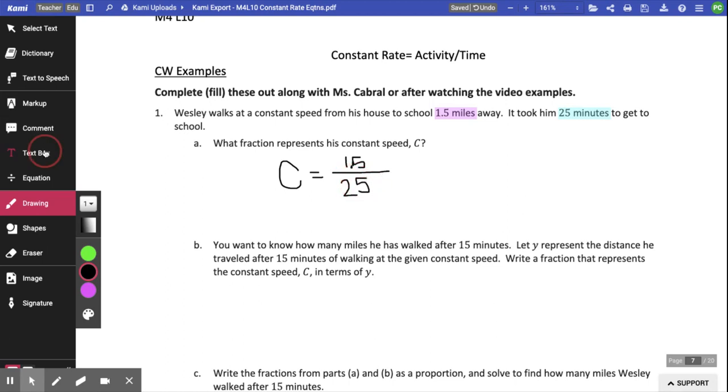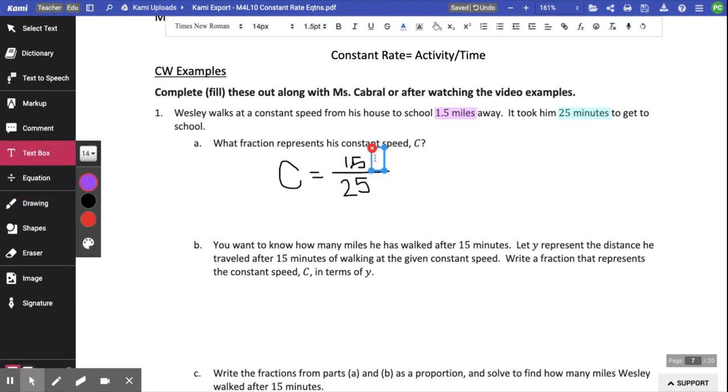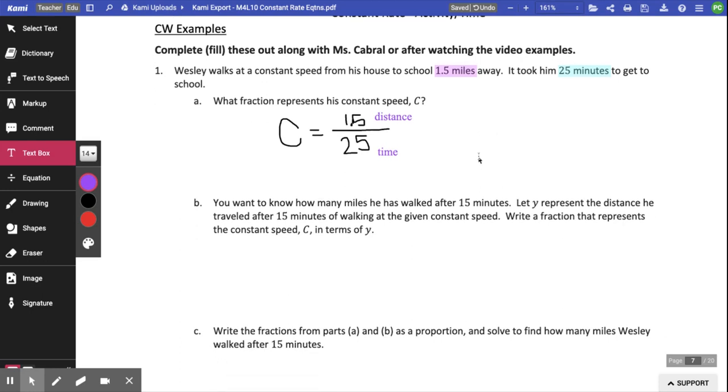So I'm going to put a text box. What this represents here is his distance, and what this represents here is his time. So remember, constant rate is described as a fraction with distance or activity over time. So the constant rate for Wesley walking to school is 1.5 over 25. Okay, very easy. That's all part A is going to ask you to do.